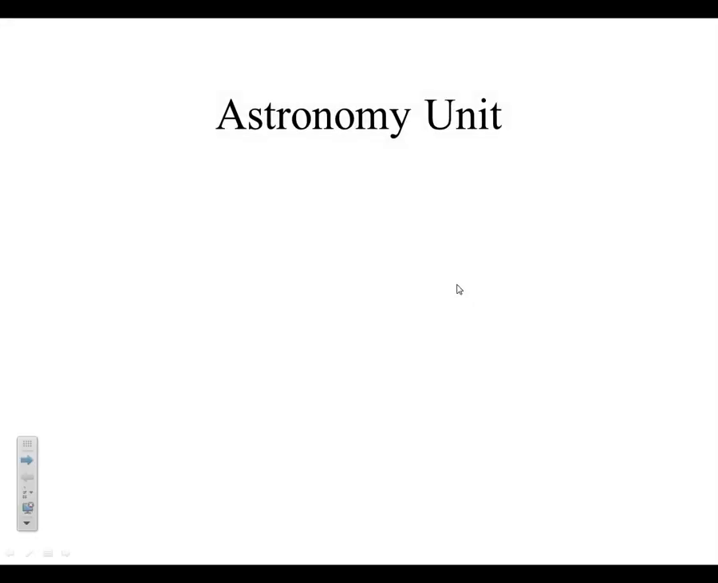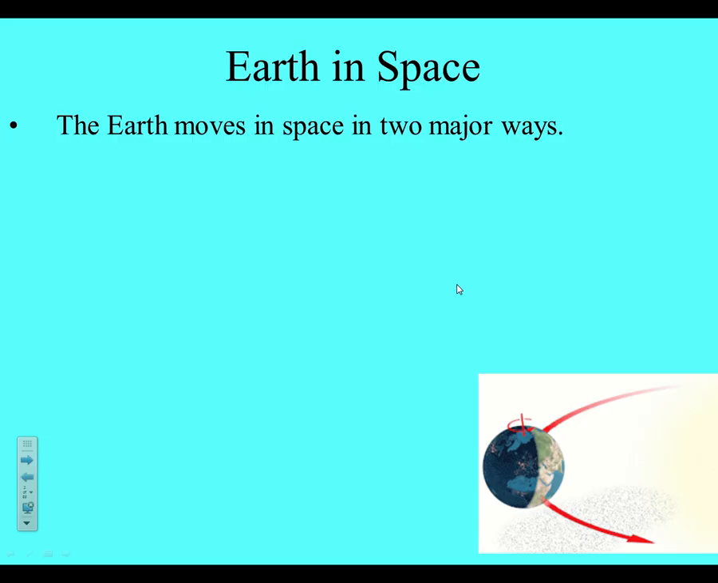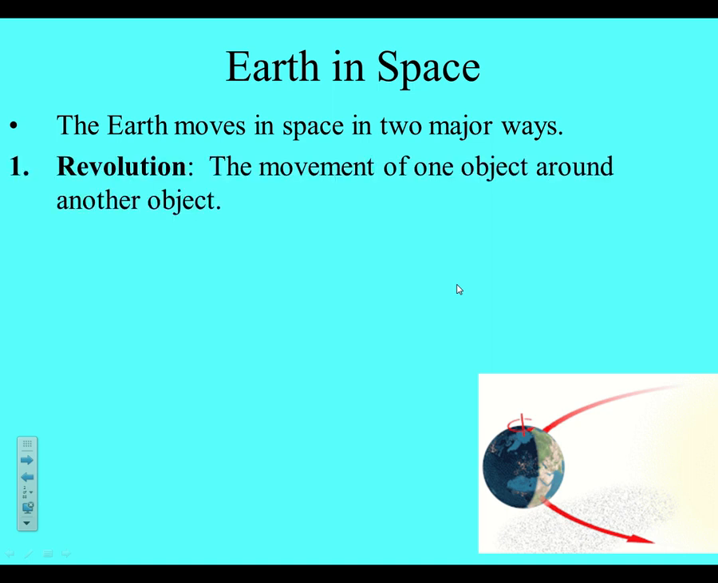Today we are starting our unit on astronomy, and we're starting with some basic information about how the Earth moves in space. So the Earth moves in space in two major ways. First way is revolution. Revolution is the movement of one object around another object. What object does the Earth revolve around?